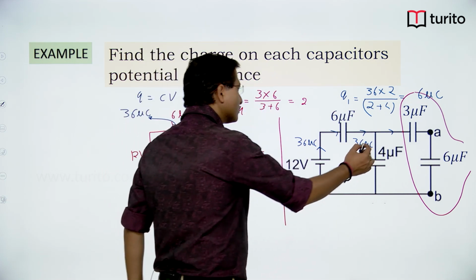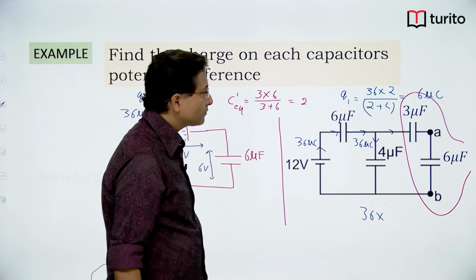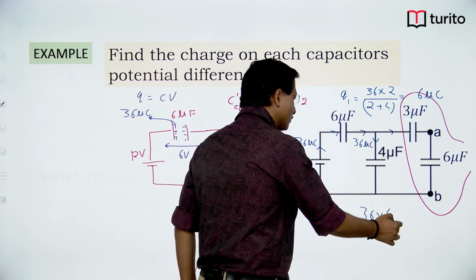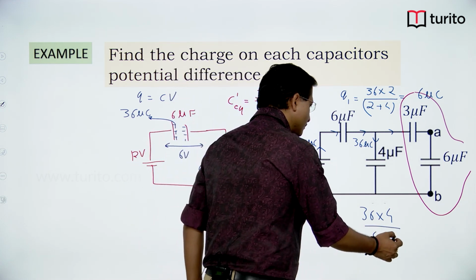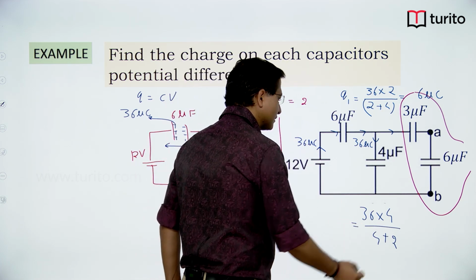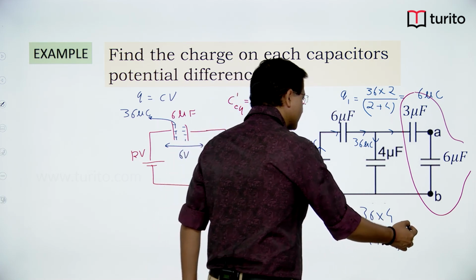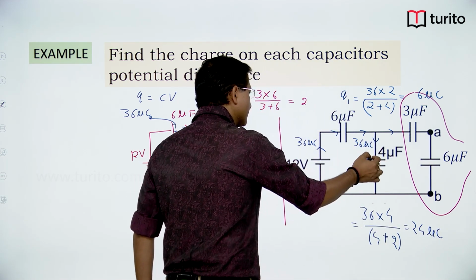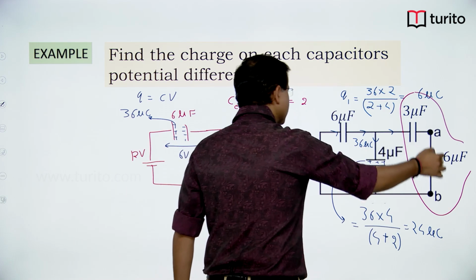and charge flowing through this branch, that is 36 into 4 divided by 4 plus 2, proportional to capacitance. So this again 36 and 6 will give you 6, and this is coming 24 microcoulomb. So charge flowing through this branch, that means this will be the charge here and this is charge here.